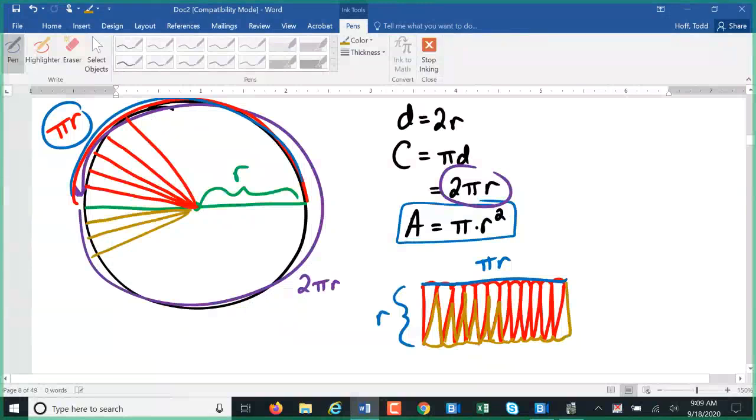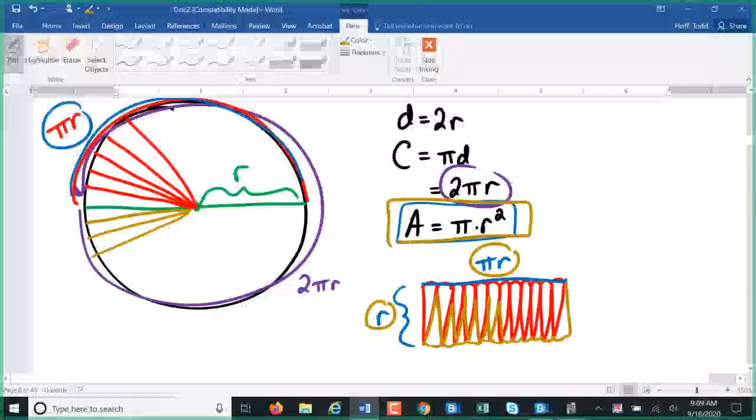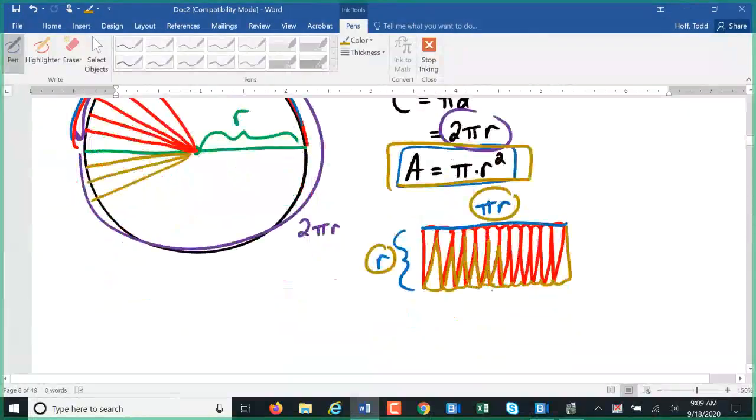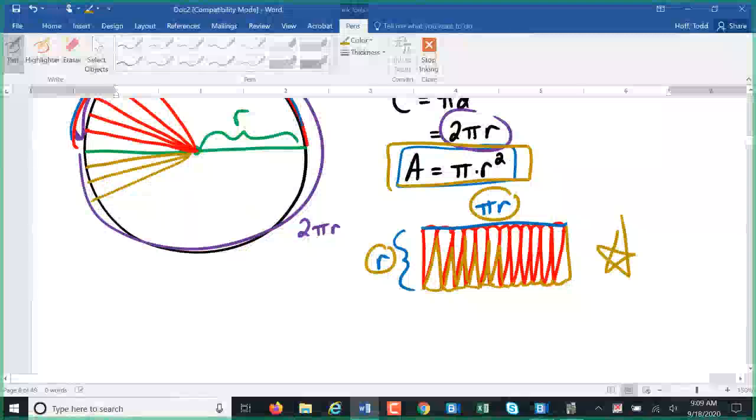If I cut them thin enough, what I get is a rectangle that has a length of pi times radius and a width of the radius. If I multiply those together, I get pi times radius squared. So that's where that formula for the area of a circle comes from. It does come from a related rectangle.